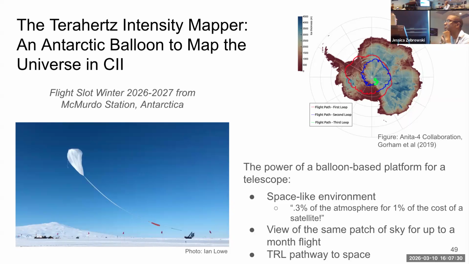And the thing that's cool about balloon-based telescopes is that NASA uses them as sort of the technical readiness level pathway to space. So if you eventually want to do something like a line intensity mapping satellite, flying this technology on a balloon and proving that it works on a balloon is a really, really good first step.